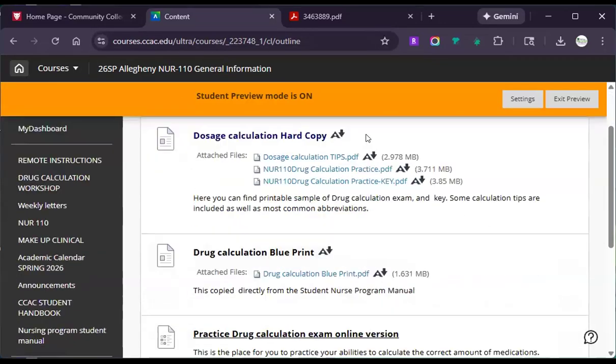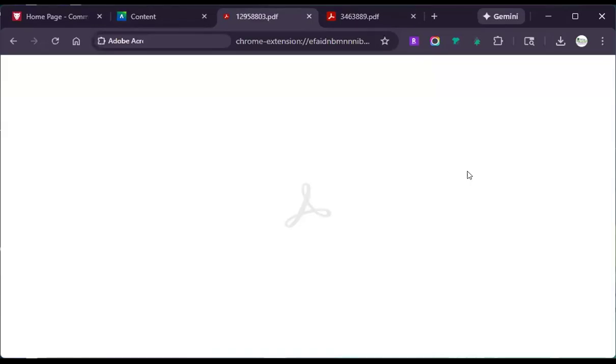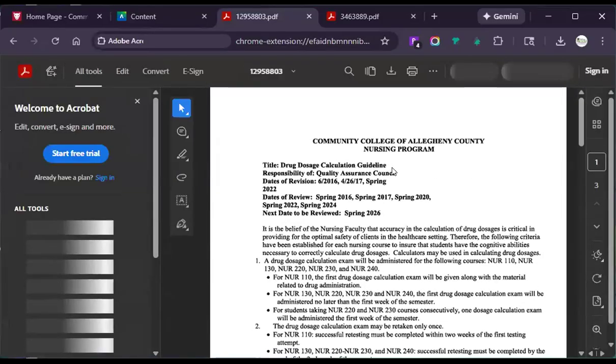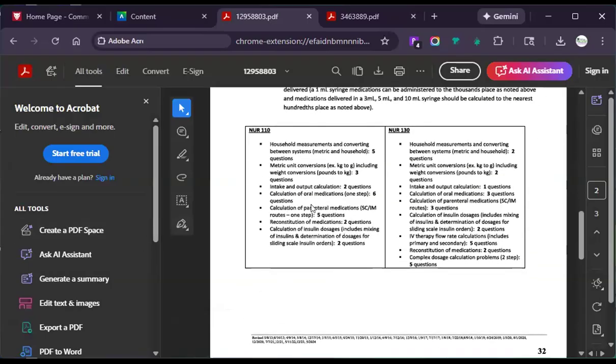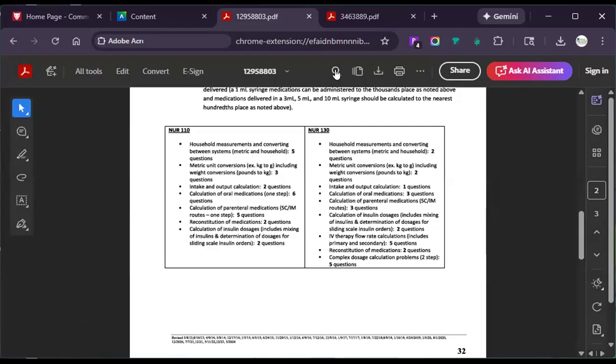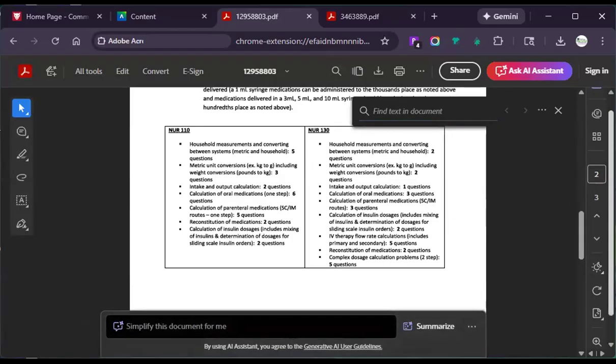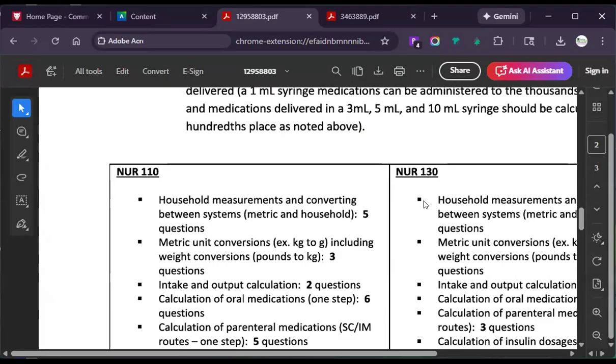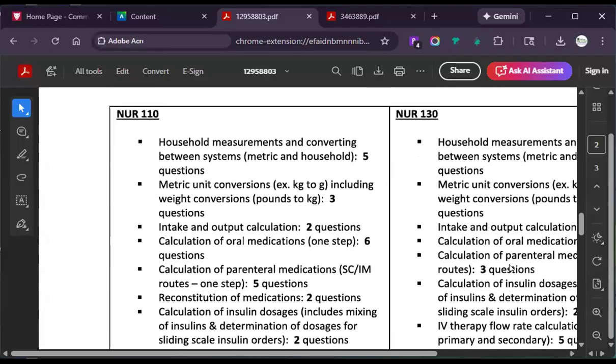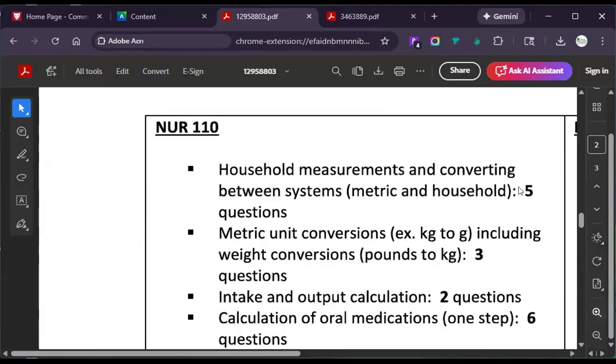All right. So I'm going to open up the blueprint real quick, and then I'm going to zoom in on the 110. There we go. A little bit more. There we go.